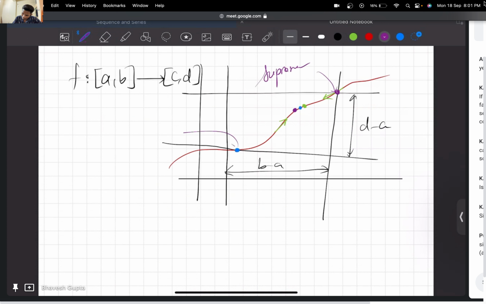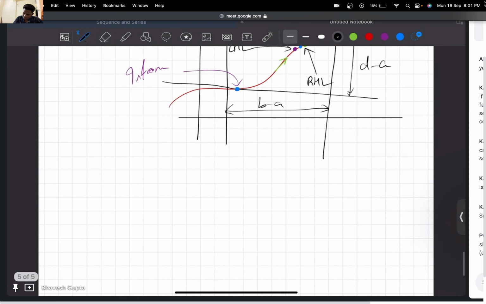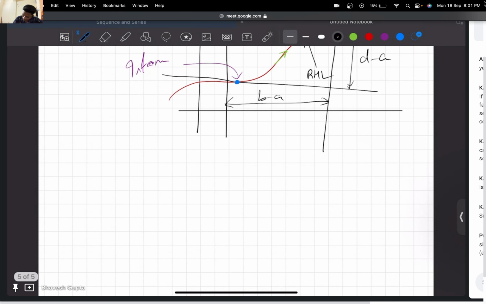And this is your infimum. And over here you have this left hand limit. Over here you have this right hand limit. If you make the supremum and infimum the same, that means you have a constant function, because that's the only case where you can have this, right?